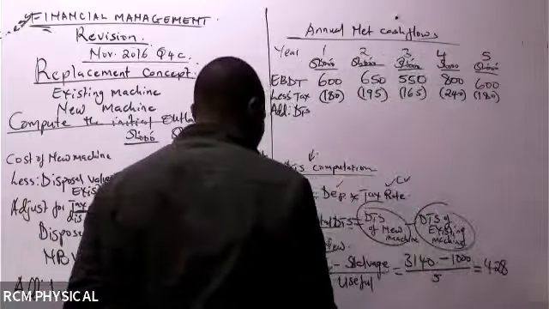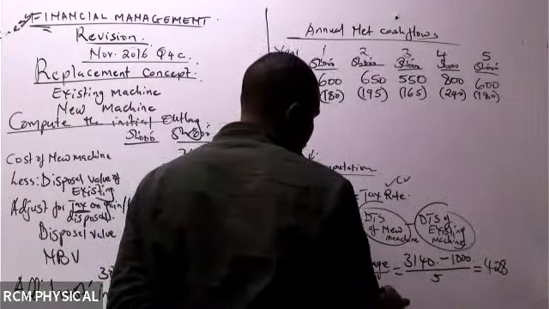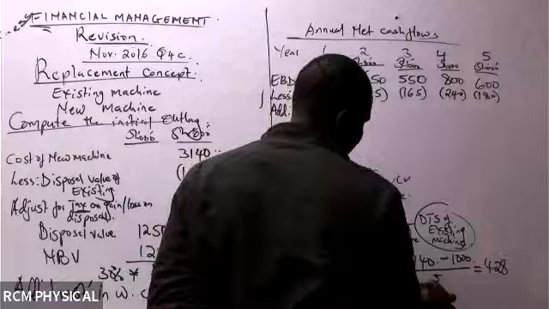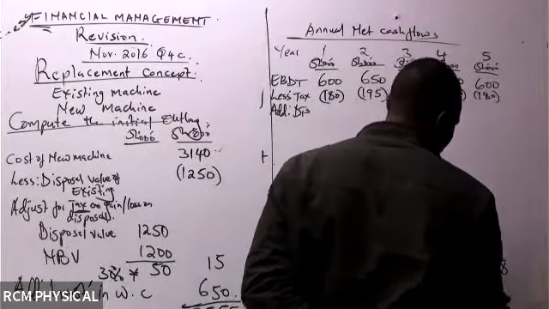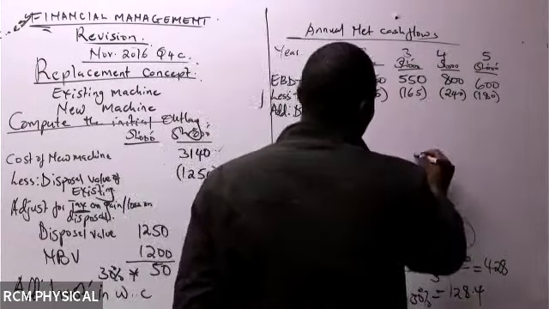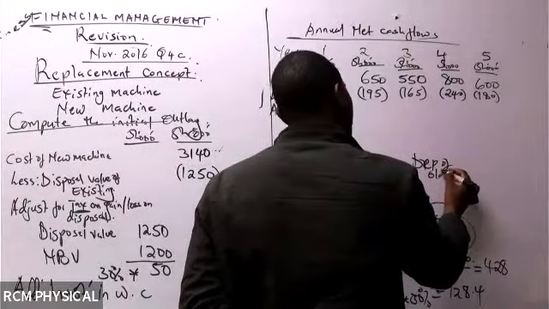So what is the DTS of the new? Here, that was 428 times 30%. So as you can see, the depreciation tax shield will be 128.4. That is the DTS of the new machine.